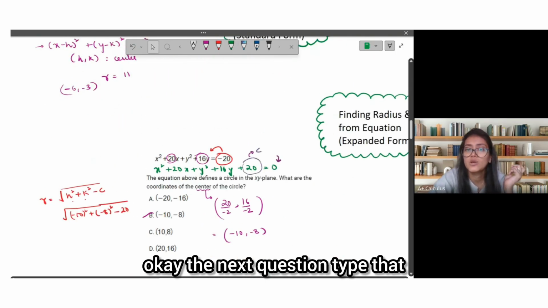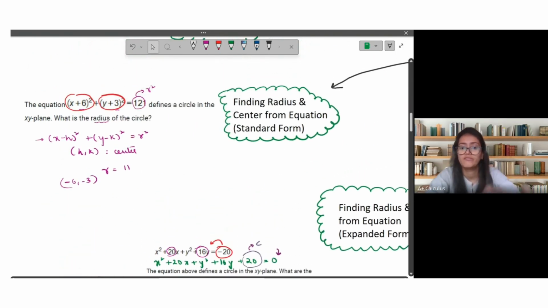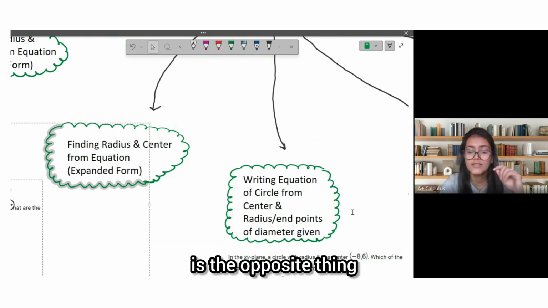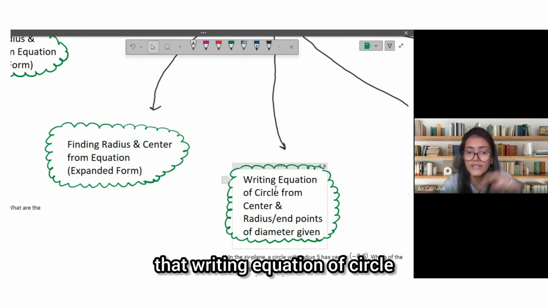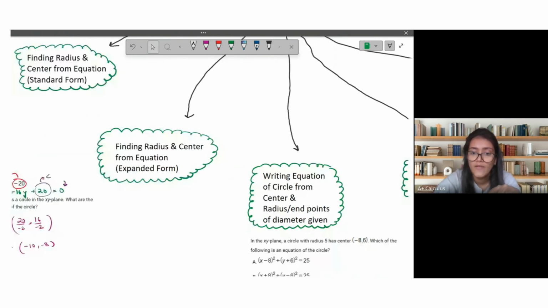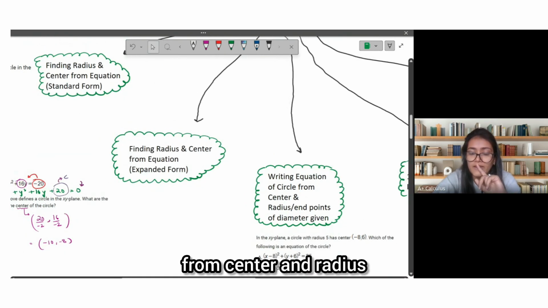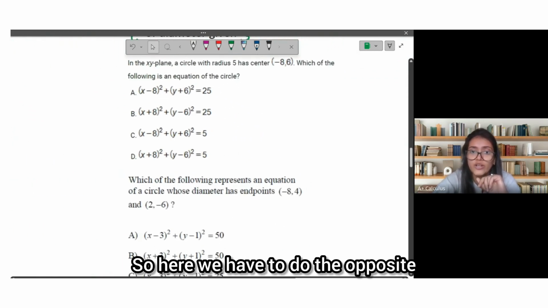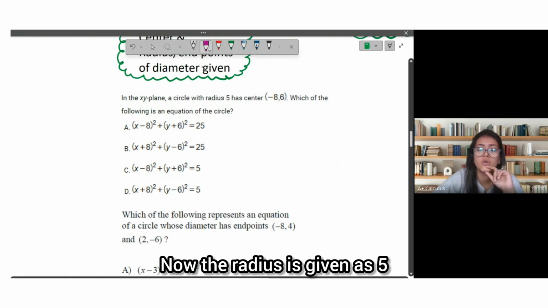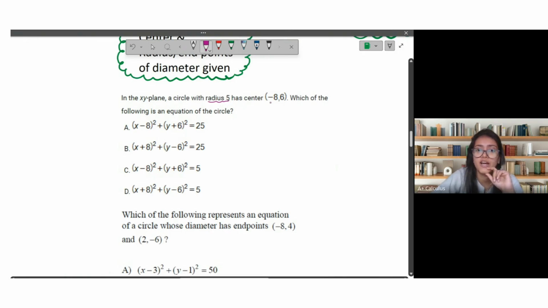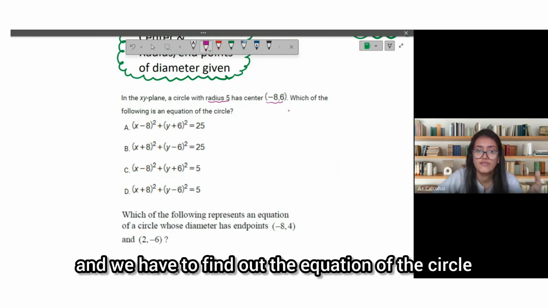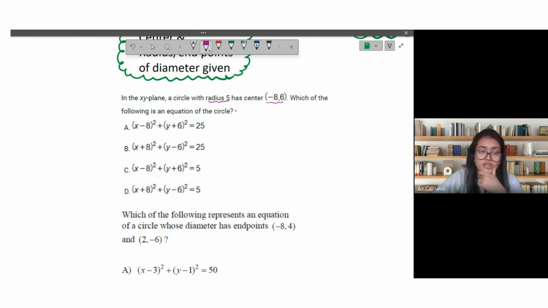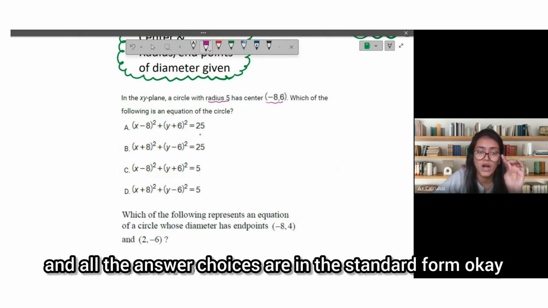The next question type that we have is the opposite thing, writing equation of circle from center and radius, or if endpoints of diameter are given. So here we have to do the opposite. Now the radius is given as 5 and center is given, and we have to find out the equation of the circle, and all the answer choices are in the standard form. So it's very easy.